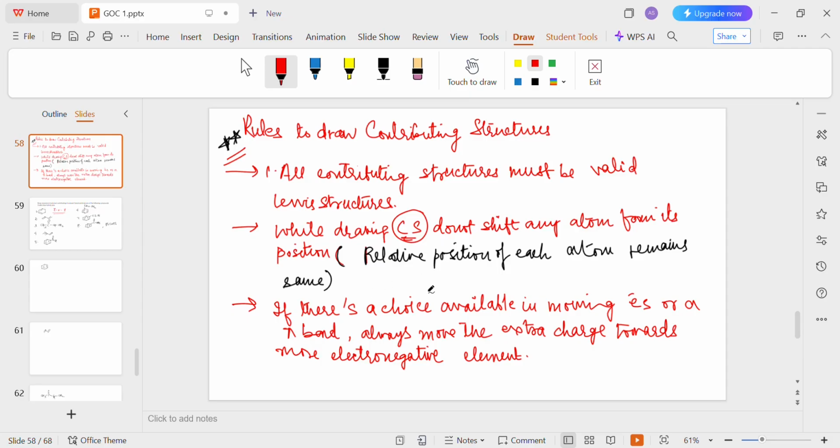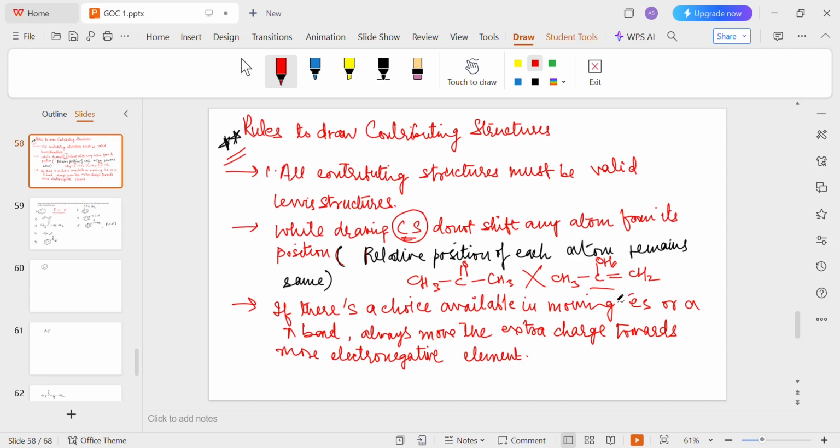Suppose you have CH3, CO and CH3. This is one structure and this is another structure. A question is being asked whether these two are contributing structures or not. If you see here, we had 3 hydrogens, but here we have 2 only. One hydrogen has shifted from here to this oxygen. Here we had a carbonyl oxygen without any hydrogen. So the position of this hydrogen is different in this structure and in this structure. So these are not contributing structures since the position of hydrogen has changed.